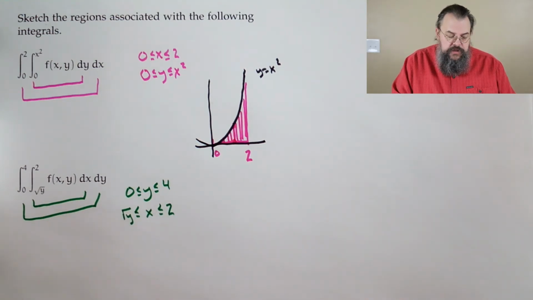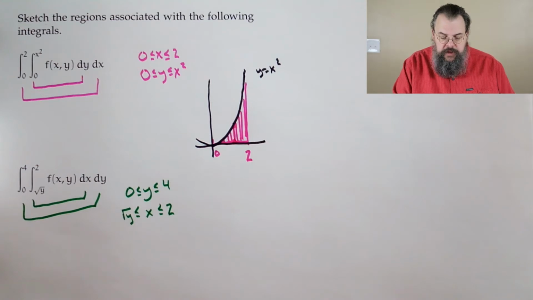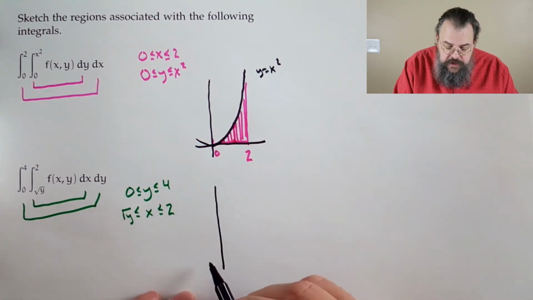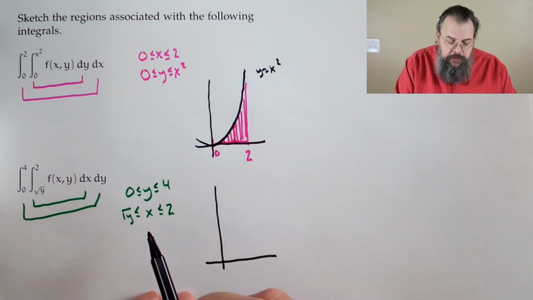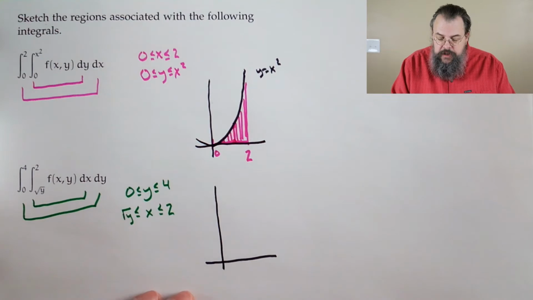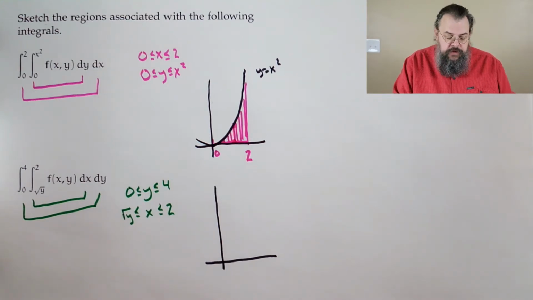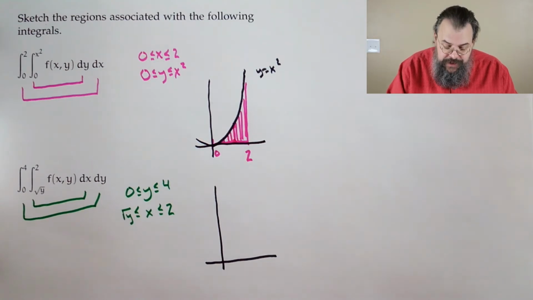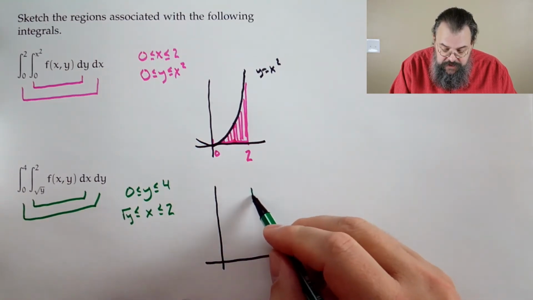Okay, so what would that look like? That would look something like the following. Well, x equals 2, that's actually pretty easy to draw. Now, what does x equals 2 look like? It's just a straight vertical line. So, okay, we have x equals 2.